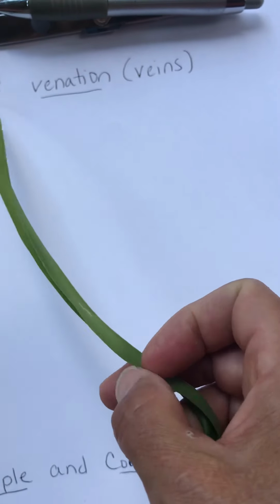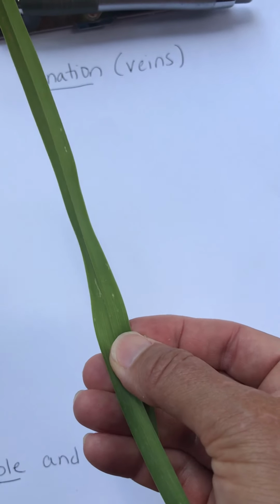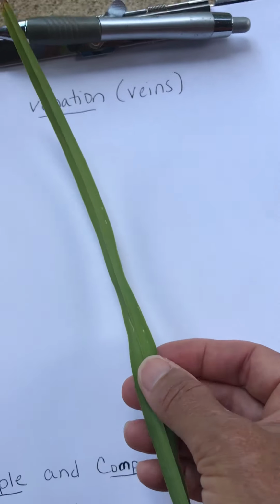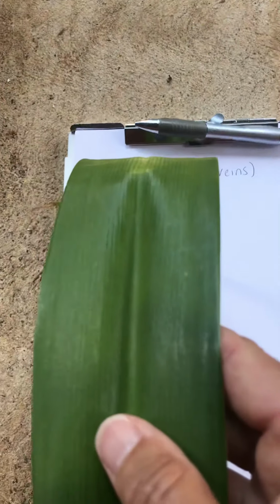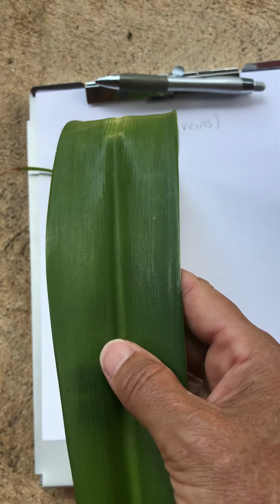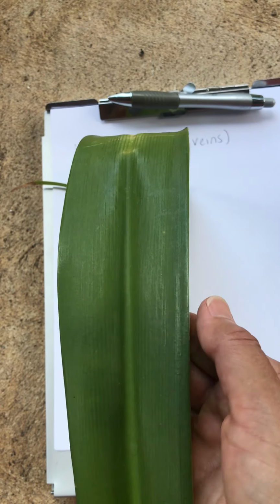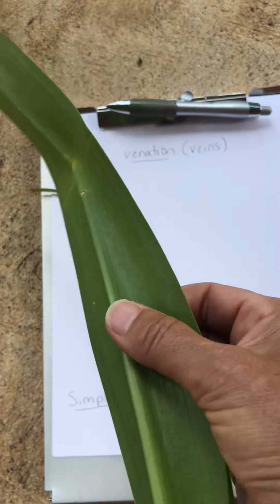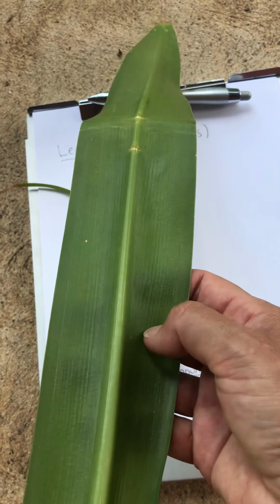Sometimes it helps to turn the leaf over, and you can see the veins even better. Some plants you can see the veins very clearly, like in this leaf. You see that the veins are parallel. Let's turn the leaf over. See how the veins inside the leaf run parallel.